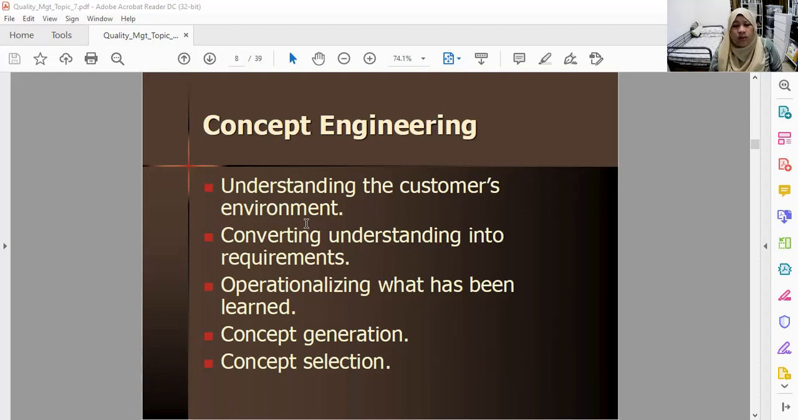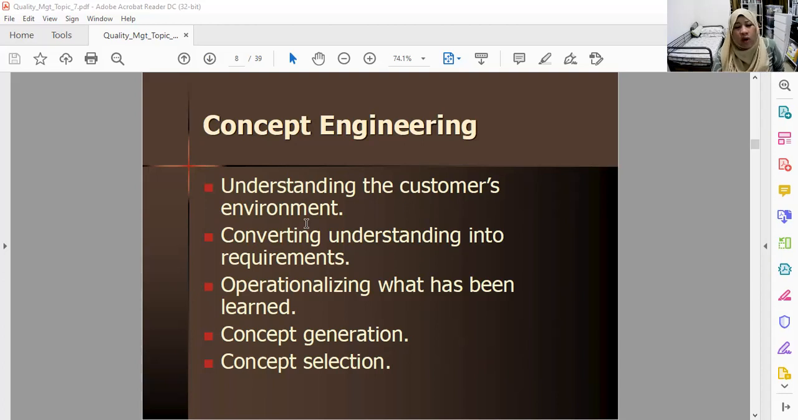And then the concept generation. In concept generation, whatever engineering techniques and engineering methods we have come into this process. They have to know what the concept is, and the concept itself we have to generate. So that is number four.